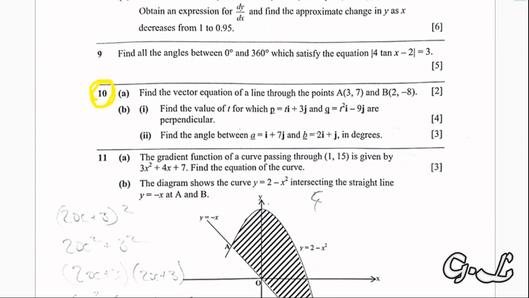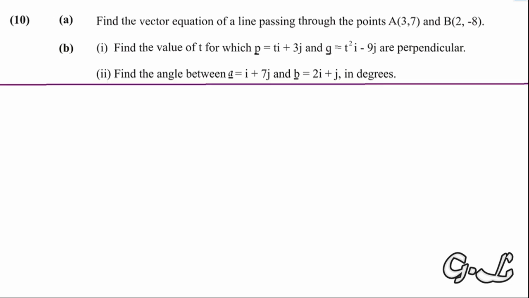Let's now quickly get into the solving, and we're starting with part A. Part A is interested in the vector equation. The question states: find the vector equation of a line passing through the points A and B. The coordinates of A and B have been given, so we don't need to worry. The vector equation can be made.